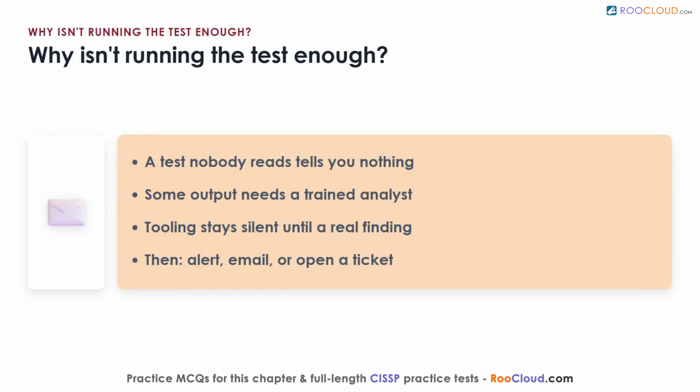Why isn't running the test enough on its own? Because a test that nobody reads tells you nothing. Someone has to interpret the output and confirm each check actually completed. Some results need a trained analyst reading between the lines. Others are handled by tooling that stays silent until it finds something worth your attention. When it does, it fires an alert, emails the team, or opens a ticket. The finding only matters once a human closes the loop.